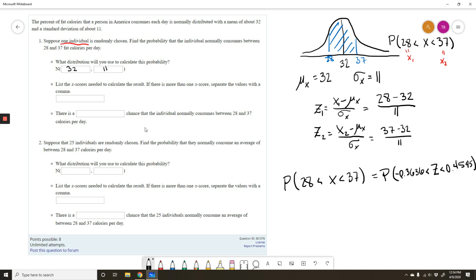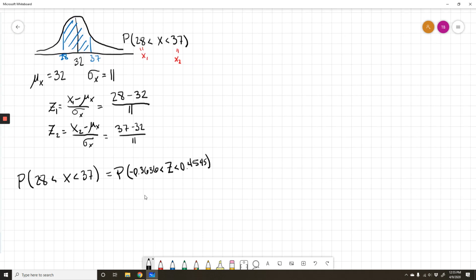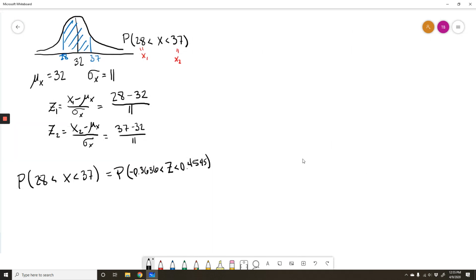Now that we have the z-score, we're going to find the actual chance. There is a blank chance that the individual normally consumes between 28 and 37 calories per day. So to find that, we're going to use the p-norm function. So now we have a standard normal distribution with mean 0, and we want between negative 0.3636 and 0.4545, so something like this.